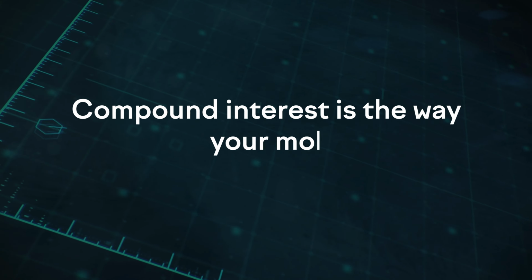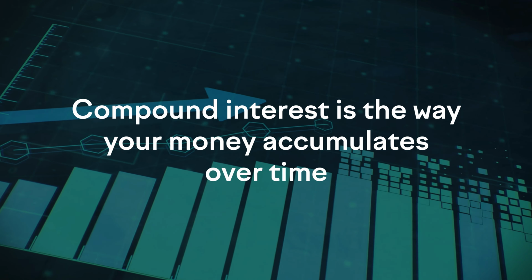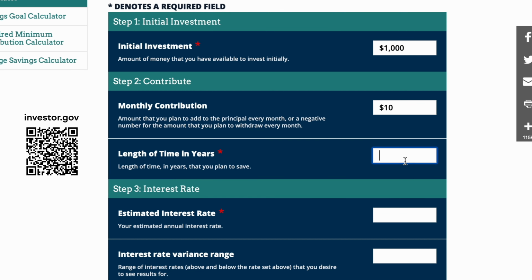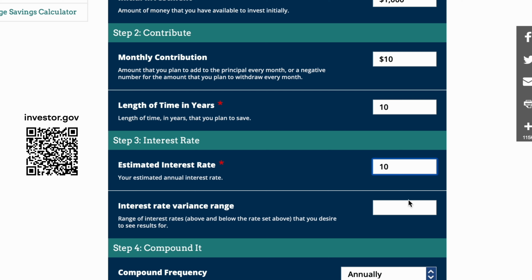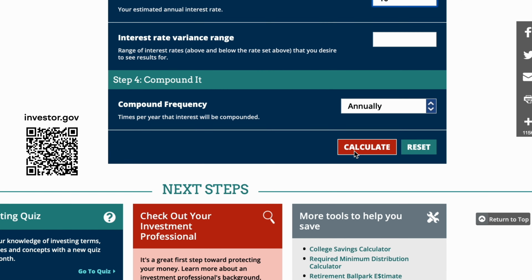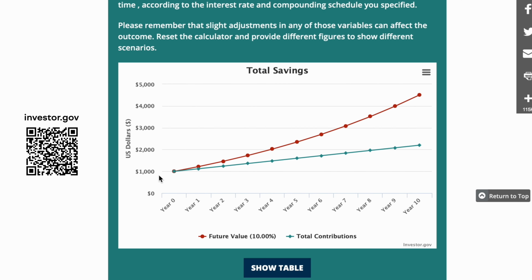Another reason to start as early as possible, as I mentioned before, is compound interest. Compound interest is the way your money accumulates over time, meaning the longer you invest and reinvest your gains, the more money you make. For example, if you invest $1,000 today with an annual return rate of 10% over 10 years, and you invest an additional $10 every month, you will almost double your money over the next 10 years.